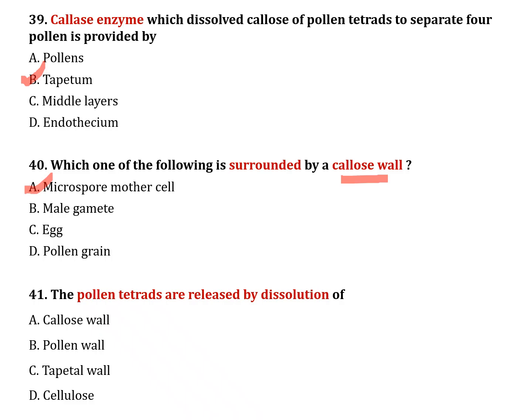The next question, number 41. The pollen tetrad are released by dissolution of: option A, callose wall; option B, pollen wall; option C, tapetal wall; option D, cellulose wall. Correct answer is option A, callose wall.